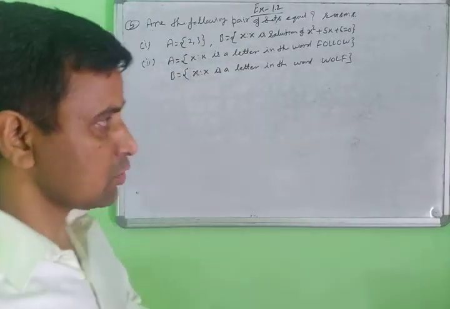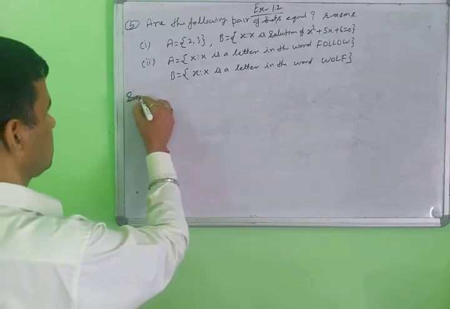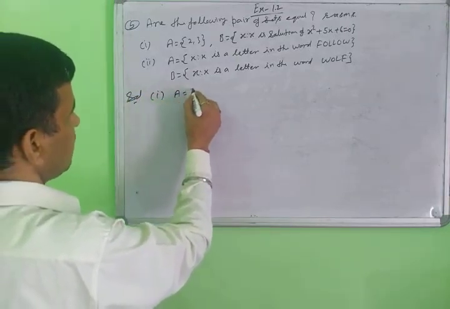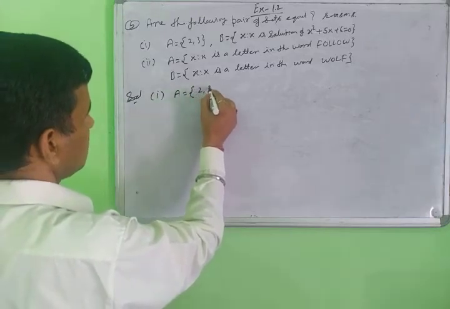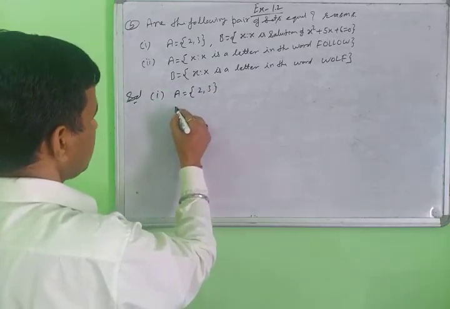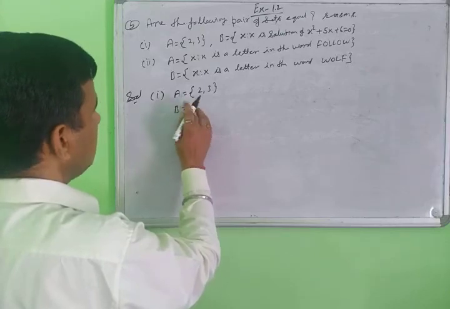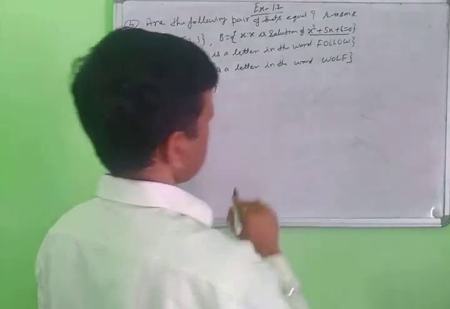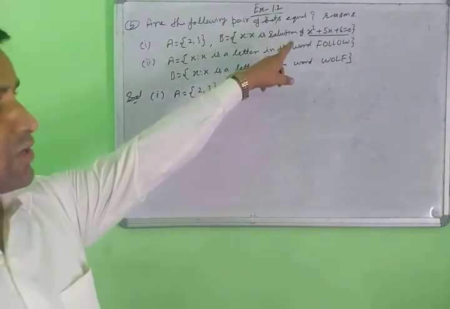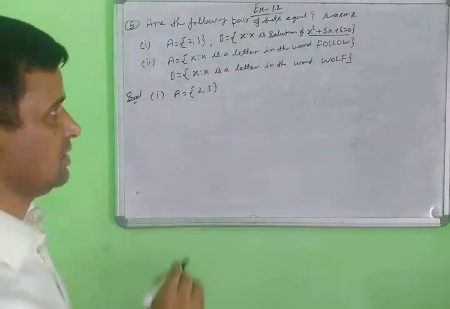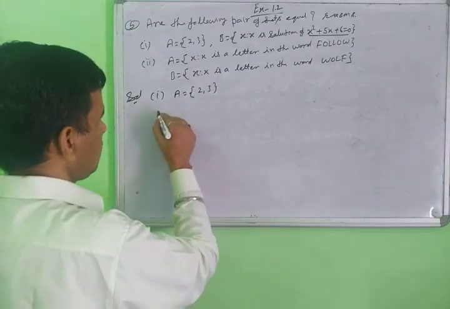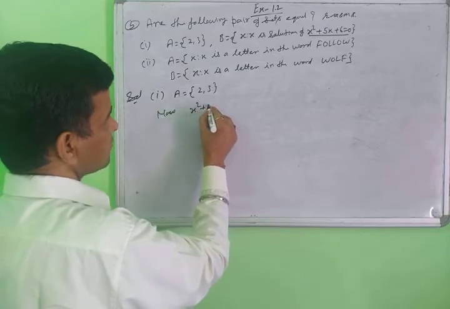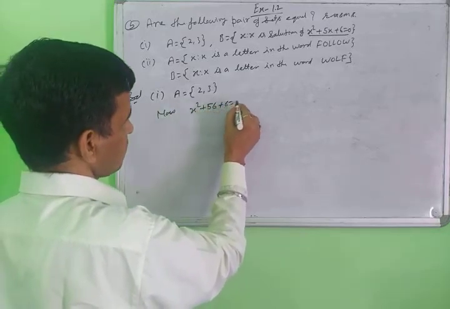Now let's start the solution. This is the first part. Set A is already given as 2 and 3. But set B, I am taking this part first. First factorize to find the solution of this. What is the solution of x square plus 5x plus 6 equals 0?